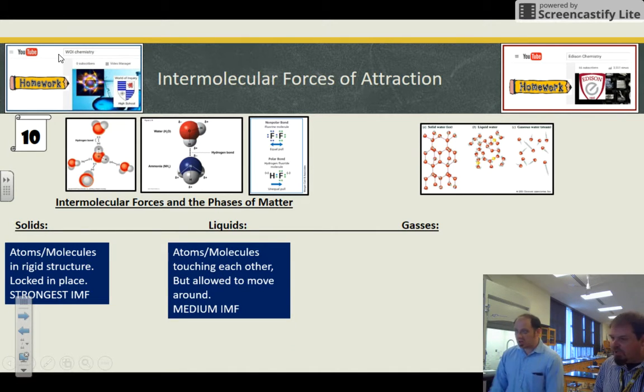So liquids are touching, so they have some intermolecular forces. Sure. You can't get them to move apart from their neighbor, but they're able to move around. You can pour water. So they're able to move.